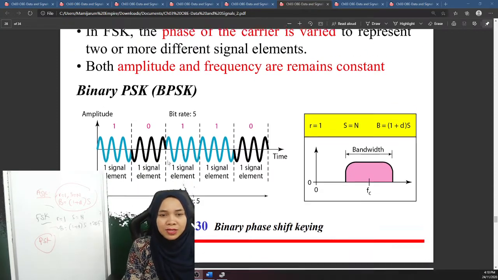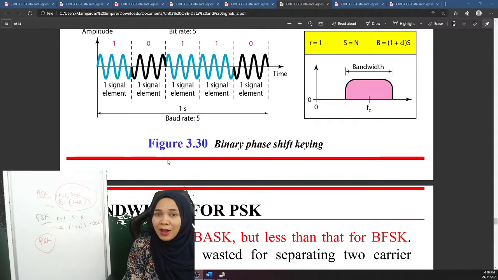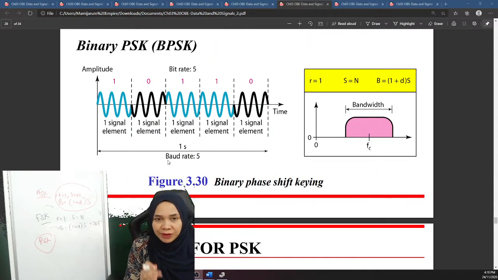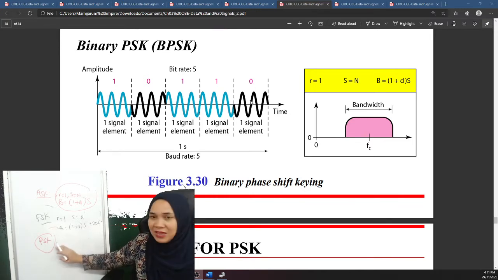Now we look at this one. What changes is the phase. That is phase shift key. We can see from here how we convert digital data to analog signal. For 1, the phase is equal to 0. For 0, we take phase equal to 180 degrees. Again 1 is 0 degrees, 1 is 0 degrees, 0 is 180 degrees. So this is phase shift key.